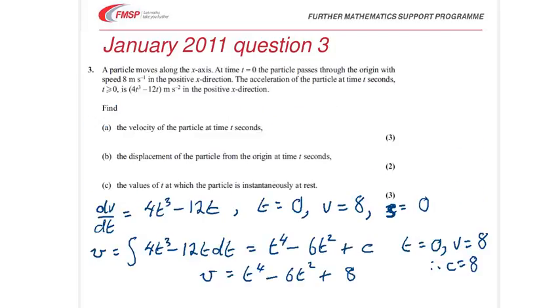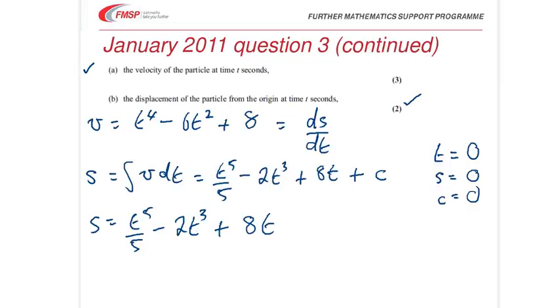For this first part, as far as the marks go, there were 3 marks: a method mark for writing acceleration as dv by dt and attempting the integration, an accuracy mark for integrating correctly, and an accuracy mark for finding the c. For the second part, for 2 marks, there was an M1 and an A1: an M1 for integrating again, and an A1 for finding the correct c and getting the right expression.